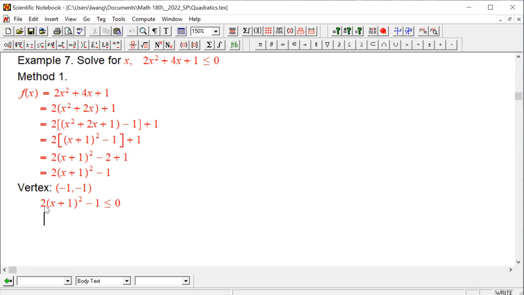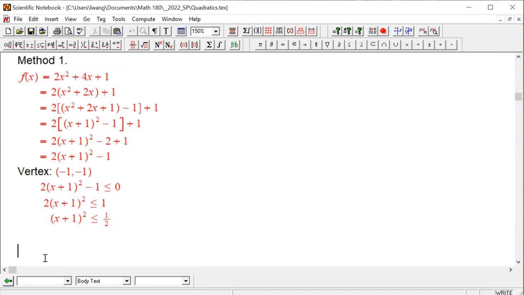We're going to add 1 on both sides, so this is going to be less than or equal to 1. And then we divide both sides by 2. So we have x plus 1 squared less than or equal to one half. And then we take the square root on both sides.